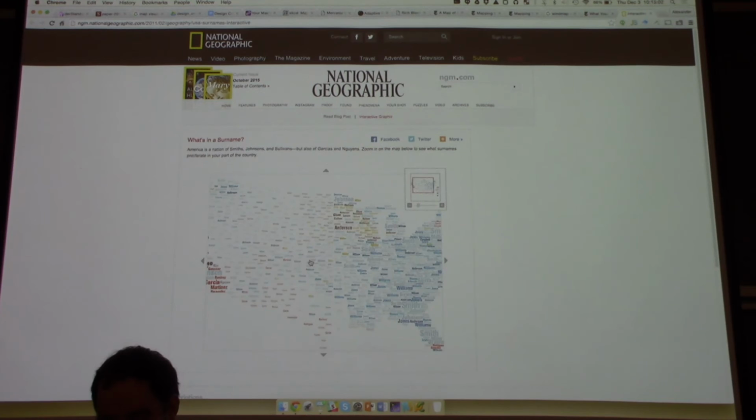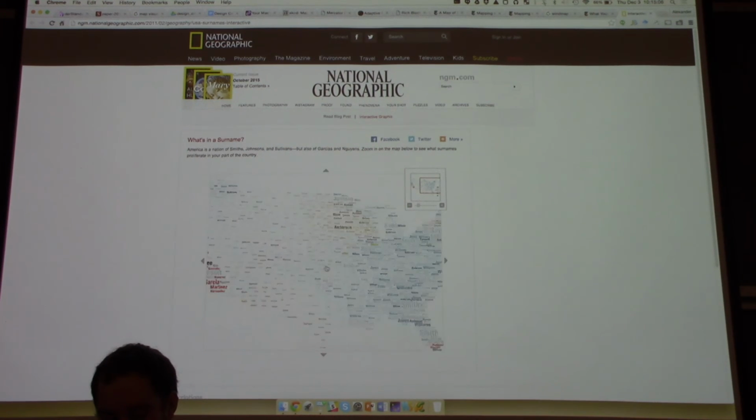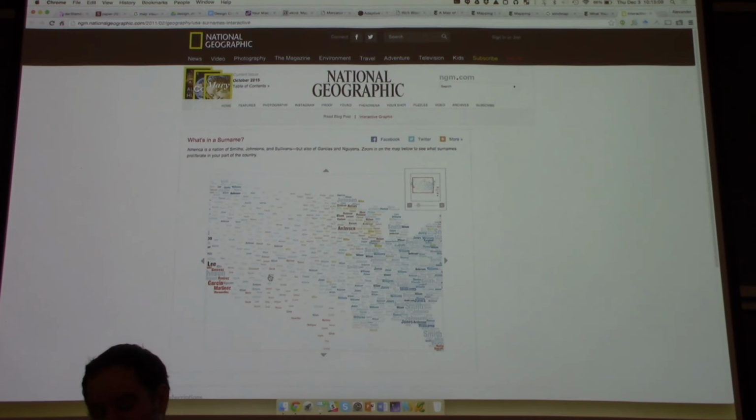And so the size here is of course scaled by population, so that's why we have this less dense area in the Midwest.